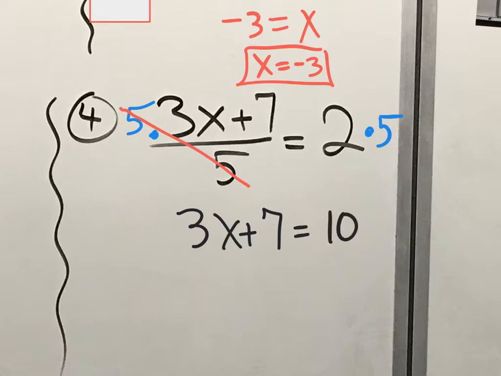So now we've gotten rid of that fraction. Let's continue to get rid of everything else to get x by itself. So we have a plus 7 here. Let's get rid of that plus 7. You always get rid of that number that's by itself first. And what you do to one side, you do to the other.